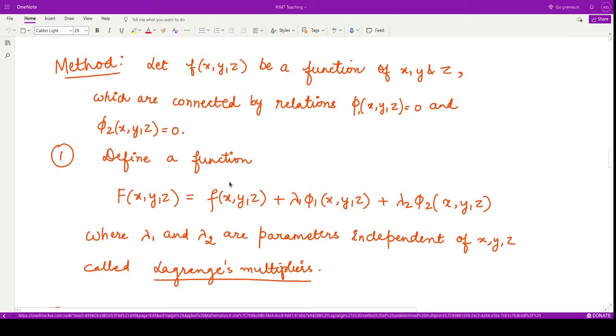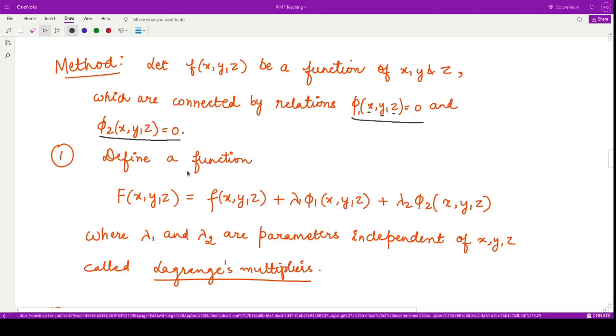Okay, so the method to calculate the maximum or minimum value of the function f of x, y, z where you are given some kind of constraint. Suppose the constraints are given to be phi1 of x, y, z equal to 0 and phi2 of x, y, z equal to 0. These are the two functions that relate the variables x, y, z. So some kind of relationship is given between these variables.